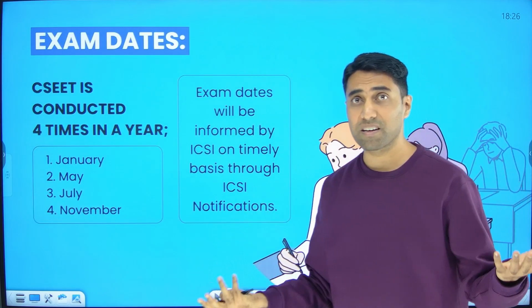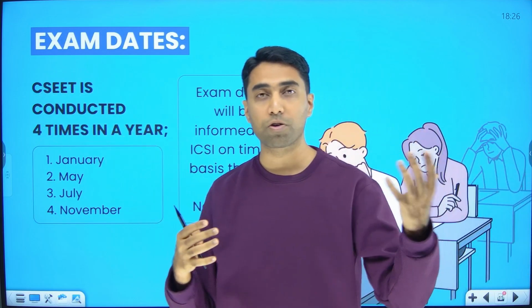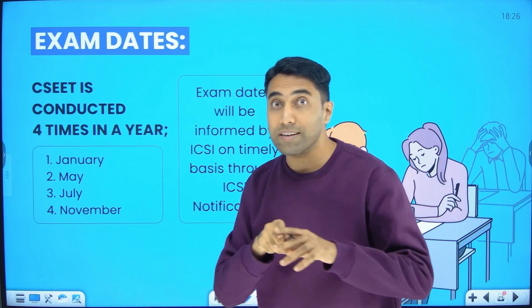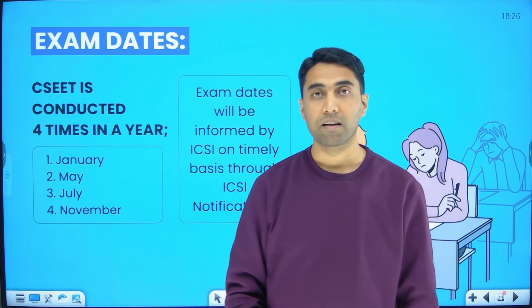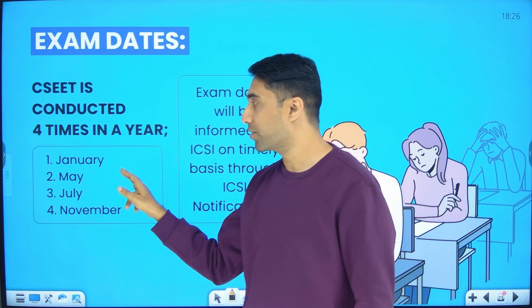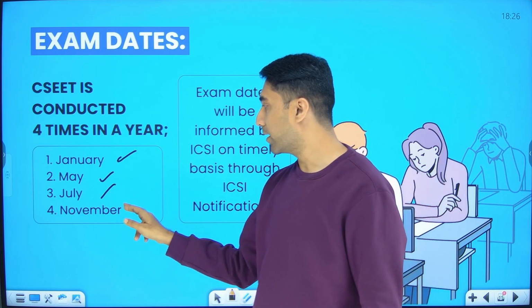So when are the exams conducted? Okay, fine, very good. We all got to know all this, but when are the exams conducted? So exams are conducted 4 times in 1 year. You have to write only once, correct? You have to write only once. So you have an option: January, May, July, November.